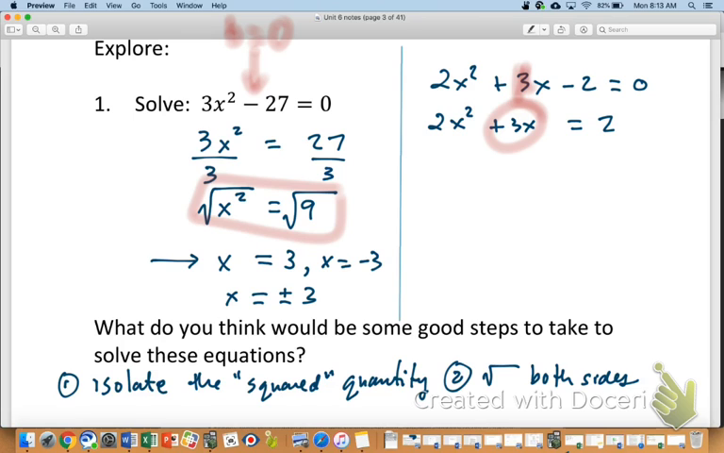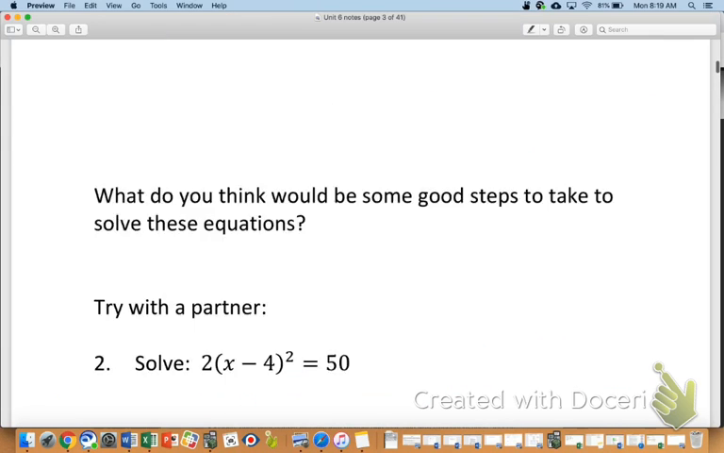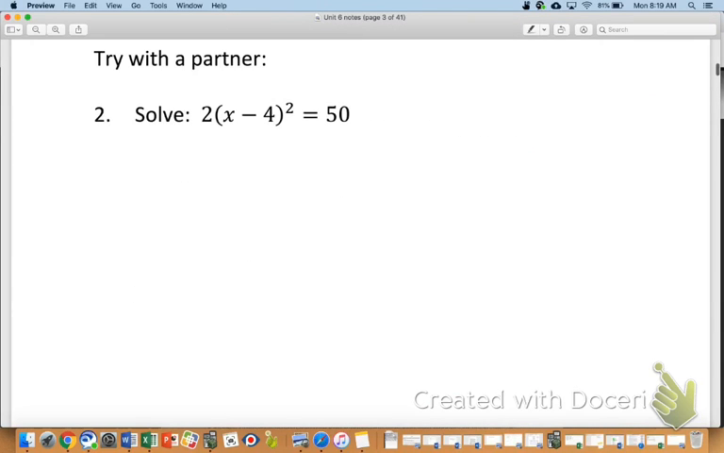Okay, lovely. Let's take a look at some more examples here. Why don't you guys try this one with a partner, armed with those steps. Step one, get the squared quantity isolated. Square root both sides. Try this with a partner. Check each other.